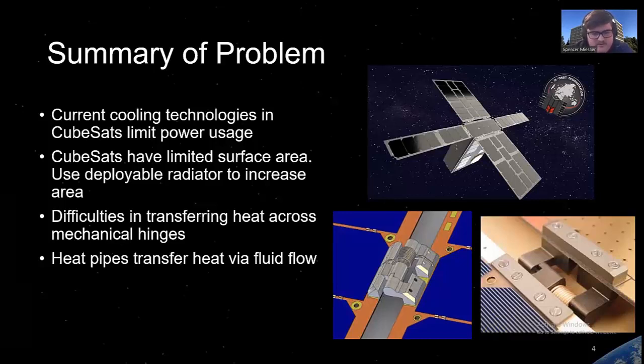Issues with this, however, are that there's difficulty in transferring heat across those mechanical hinges that allow the radiators to deploy. You can see in the two bottom pictures examples of some of the mechanical hinges that are used on CubeSats. The issue with these is that they have low contact, so trying to conduct heat across them isn't ideal. One way to get around this would be to use heat pipes, which transfer heat via fluid flow.